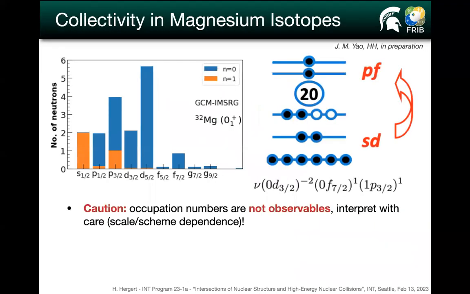So this slide, I just flashed that just to illustrate, you can actually look at non-observables like occupation numbers for the GCM state, so that always has to be done very carefully. But qualitatively, the picture that you get matches with what you could find in the shell model as well. So you have this kind of inversion of occupations, which in standard shell model language would correspond to intruder configurations.